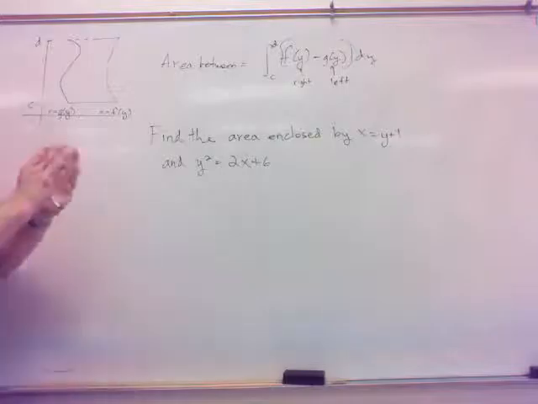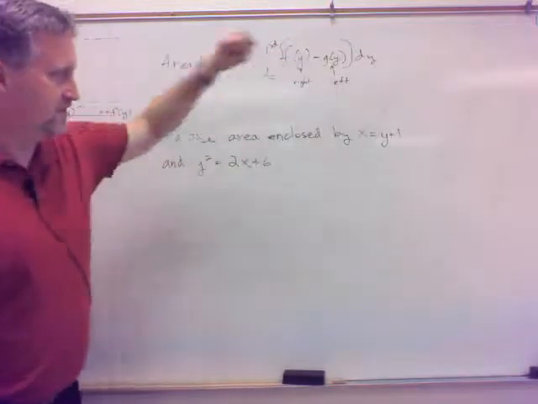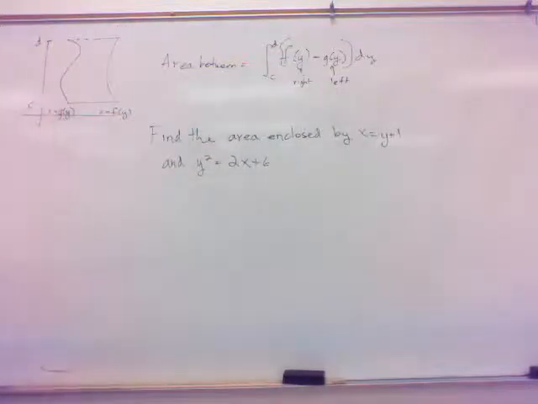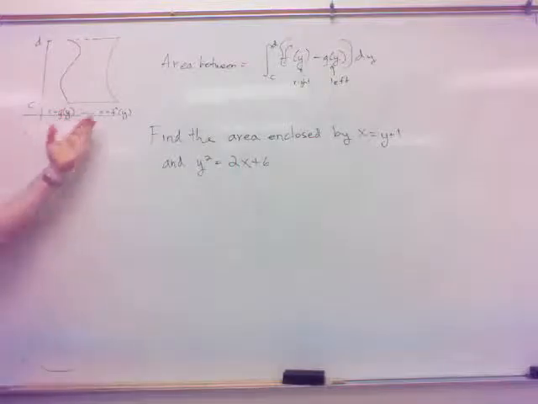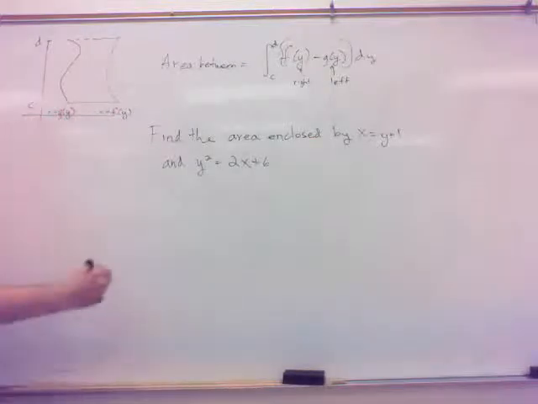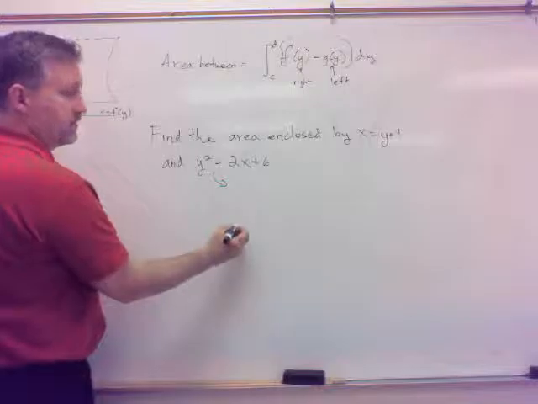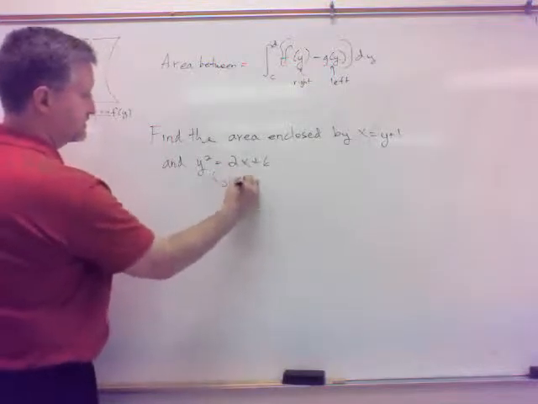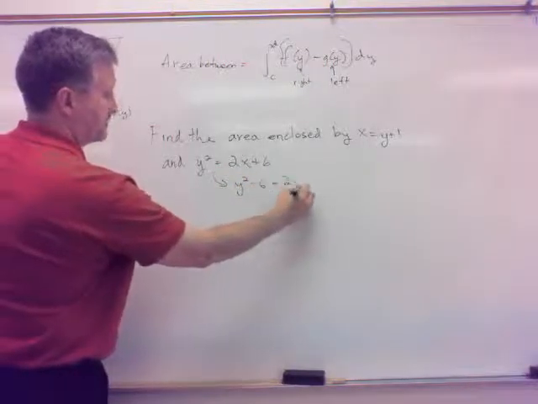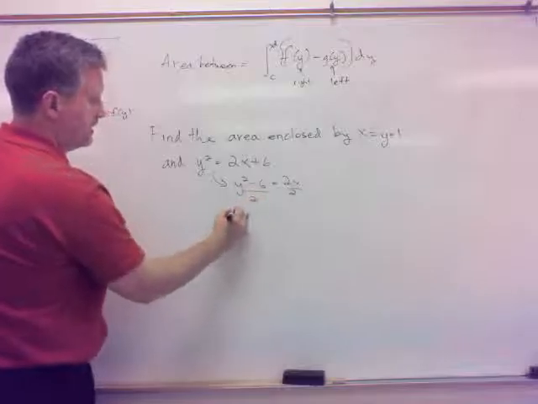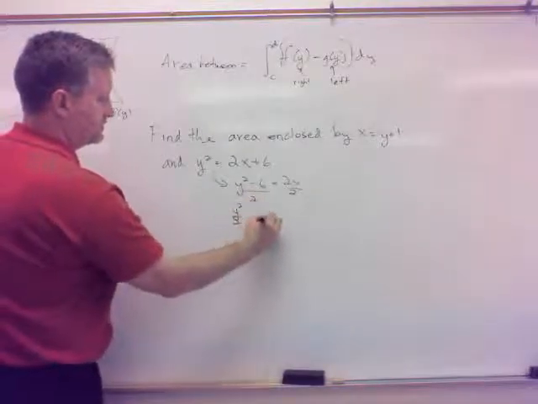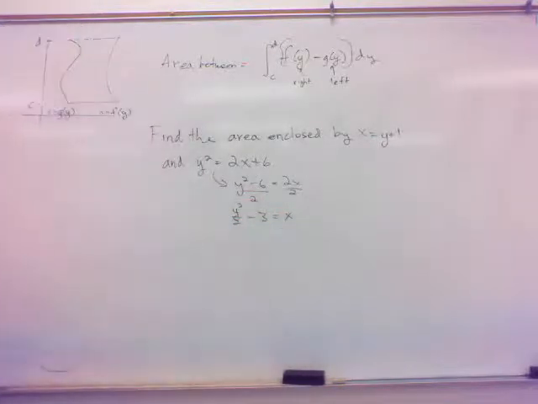So this is a case where I'd want to write, instead of y equals equations, x equals equations. So I'm going to change this one to be an x equals equation. How would I do that? Well, subtract the 6, divide by 2. So let's call it y squared over 2 minus 3 equals x. So we get both of our equations as x equals equations. In other words, functions of y.